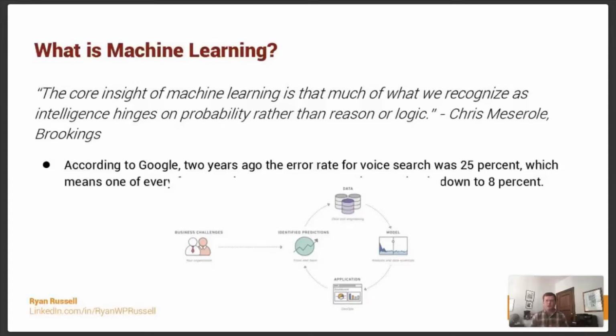2 years ago, when Google was instituting voice search very early on in their voice search process, the error rate for voice search was 25%, right? 1 out of every 4 times that voice search happened, it was messing up. I mean, that's incredible. Right now, that error rate is down to 8%, right? A 17% swing in 2 years. That's all due to machine learning, right?